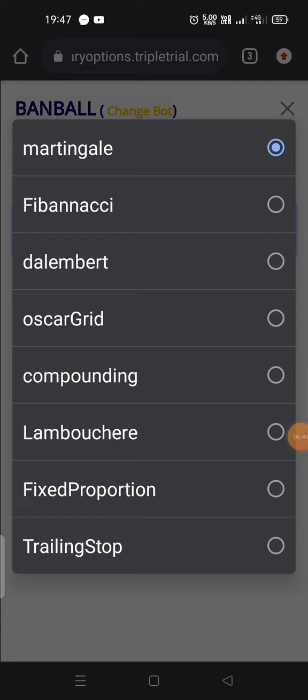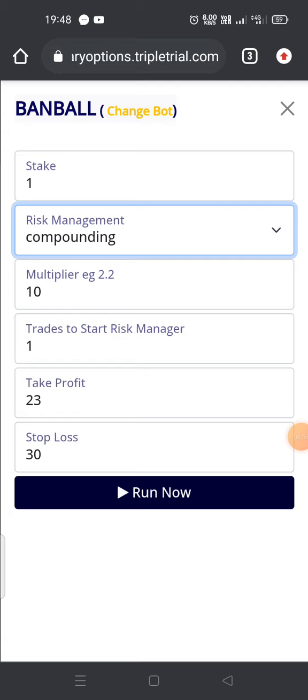Okay, we have compounding. Compounding is just the easiest. It will just continue increasing your stake, it doesn't matter if you lose or if you win. So if you are compounding, let's choose compounding. You see the multiplier is 10. So if the multiplier is 10, that means it will be increasing your stake by 10%.